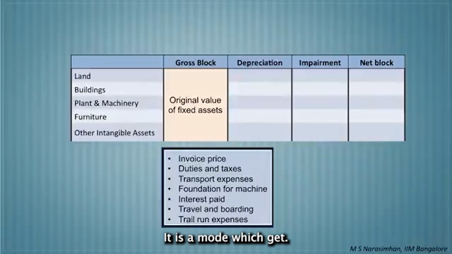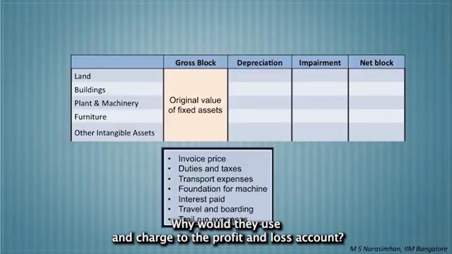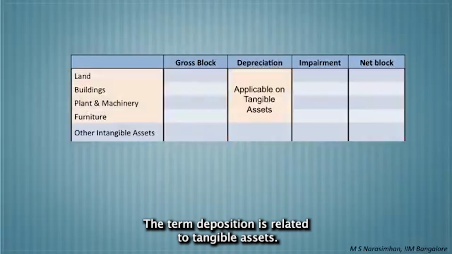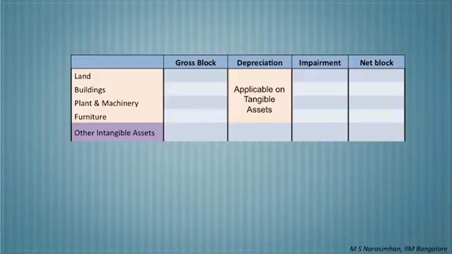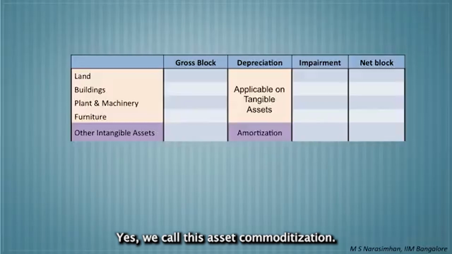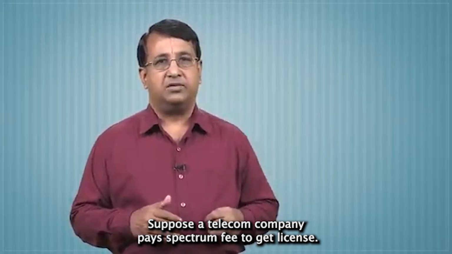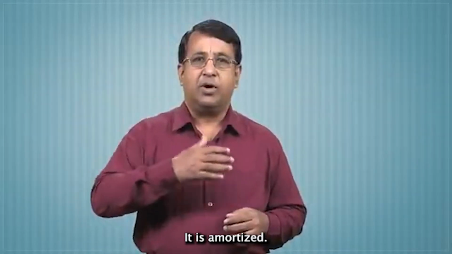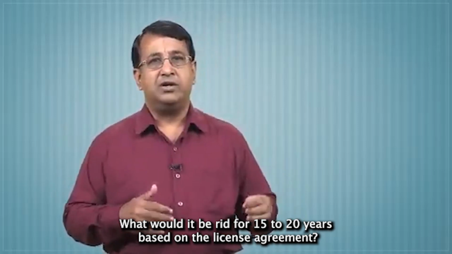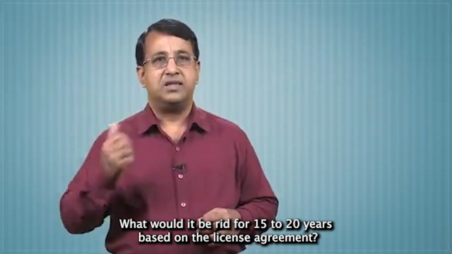It is the amount which gets depreciated over the years and charged to the profit and loss account. The term depreciation is related to tangible assets. If you buy an intangible asset like a brand, it is also charged to the P&L account over the years. We call this amortization. Suppose a telecom company pays spectrum fee to get a license. It is amortized over a period of 15 to 20 years based on the license agreement.